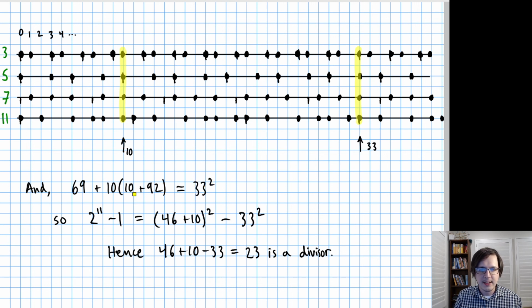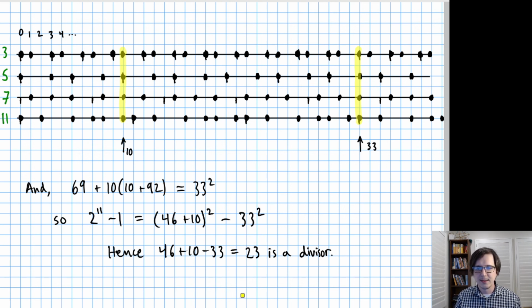So that's y, and that was k. And this is x, which is 46 plus k. So what we got was 2 to the 11 minus 1 is 56 squared minus 33 squared. So the sum of those two numbers, 56 and 33, is one divisor, and the difference is another. Oh, no, I didn't mean the average, I meant the sum of the two numbers is a divisor. And the difference was another. So 23 is a divisor, and, well, whatever the other number is.